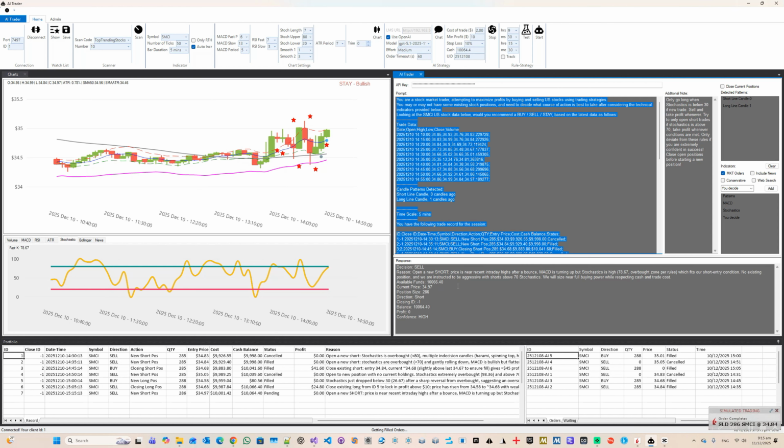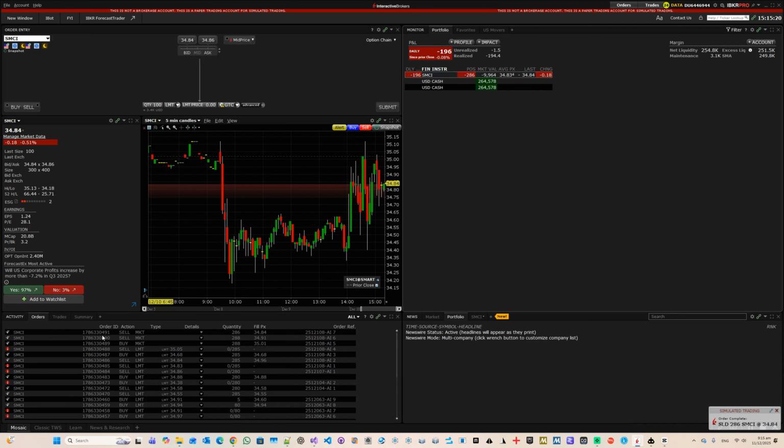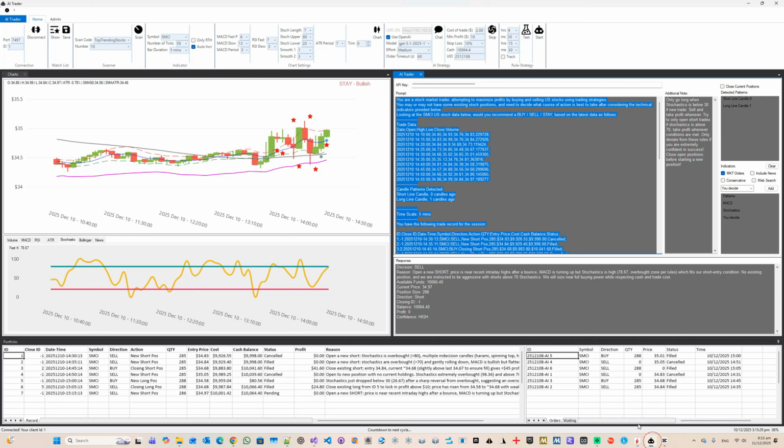So it's saying it's going to sell. It's going to send it through to IBKR. The order has been filled. We can see that there it is. That just initiated right now. That's the one. It's got an order reference AI7, and you'll see if we go back here, that's number 7. So that's the one that it just did.